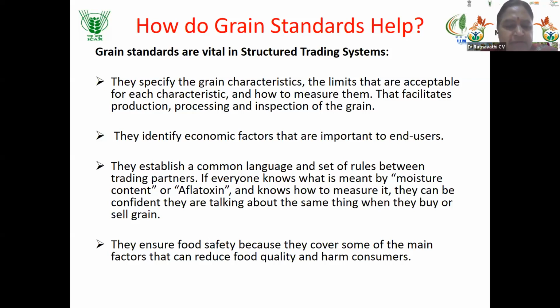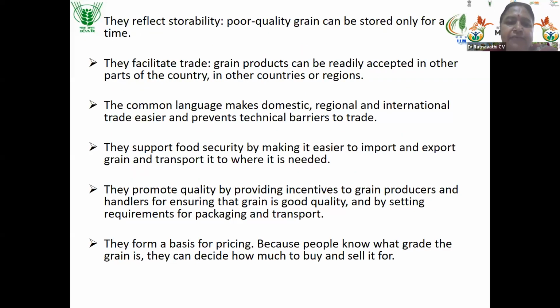But we need to create awareness. Nowadays, we have farmers among the sellers, and we also have the farmer producer organizations where we can give training to the people about these parameters that they have to be very keen on for the products. The product should be clean and devoid of all these contaminants. So they ensure food safety because they cover some of the main factors that can reduce food quality and harm consumers. Ultimately the FSSAI certification leads to the quality of the food. So they facilitate the trade.